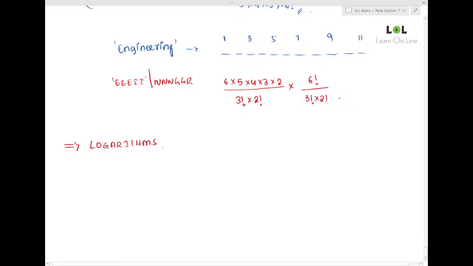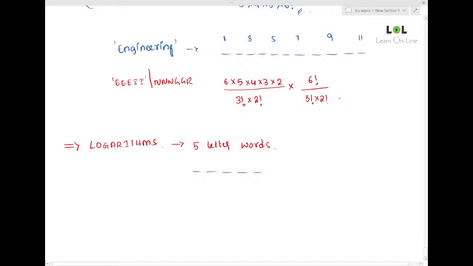Logarithms. Okay. So we see how many 5-letter words can be formed. Simple question. How many 5-letter words can be formed? 5-letter word means we will be having how many places? 5 places. 5-letter word means 5 places. Now check out totally how many letters are there? We have 10 letters with us.